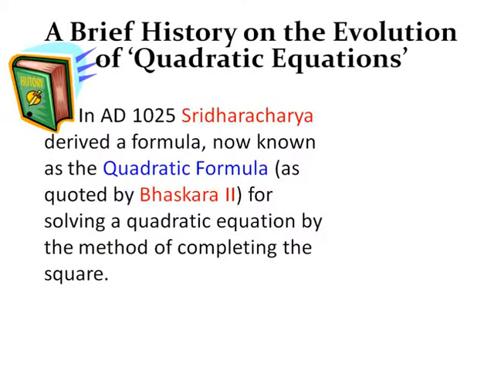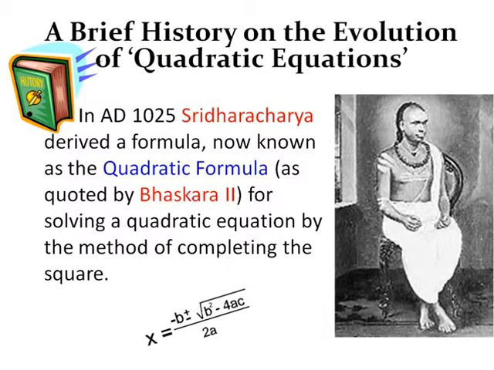In AD 1025, Sridharacharya, one more great Indian mathematician, derived a formula now known as the quadratic formula. It is as quoted by Bhaskara too, for solving a quadratic equation by the method of completing the square, which you will study about in the next tutorial.